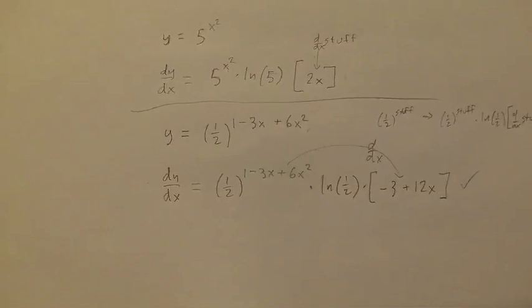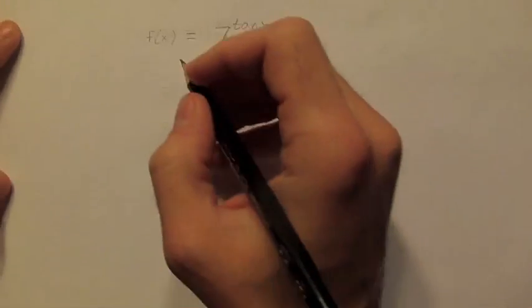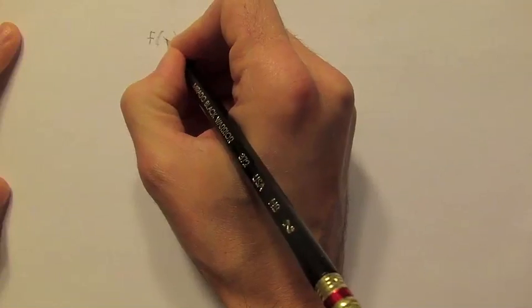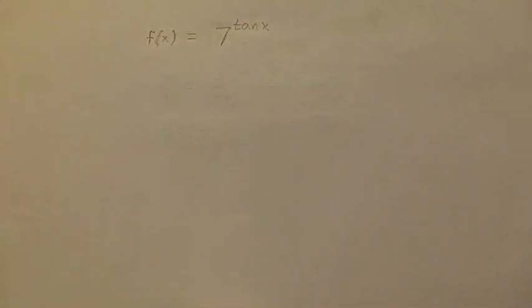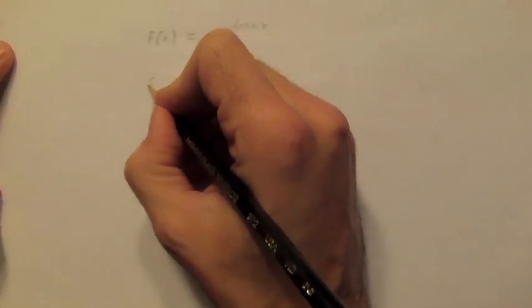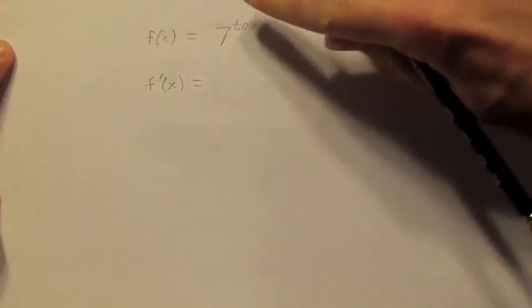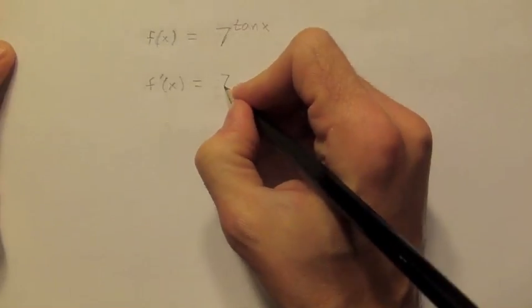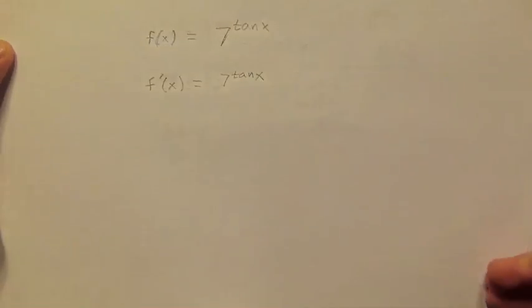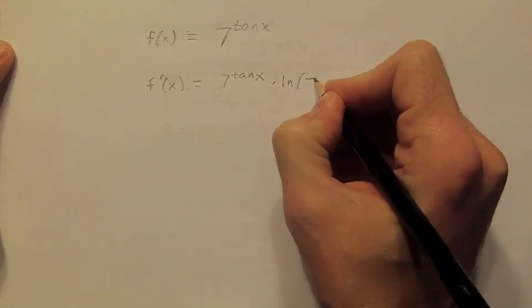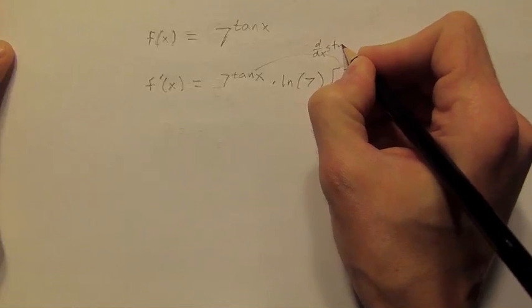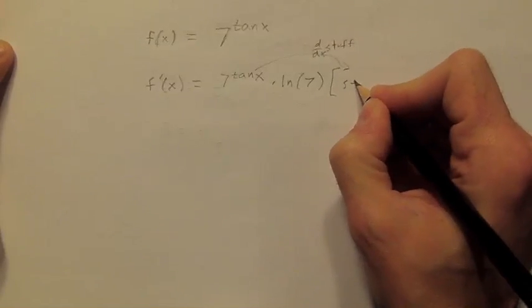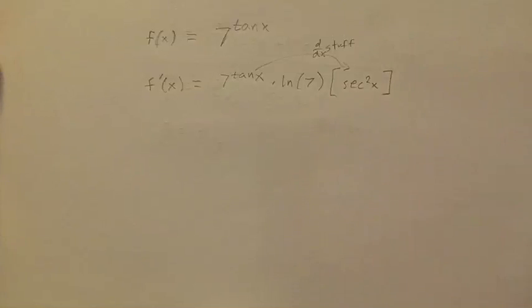Okay, let's look at another example. Let's say I have f of x is equal to 7 to the tangent of x. So when I take the derivative here, remember the derivative of 7 to the stuff is going to be itself, okay, times the natural log of 7 times the derivative of the stuff, right, which is going to be secant squared x.